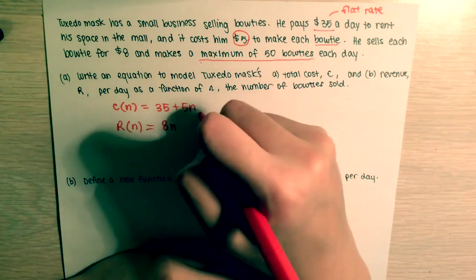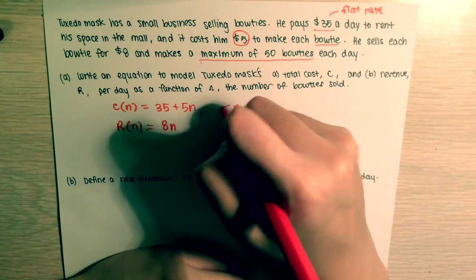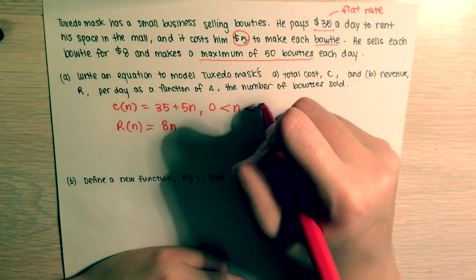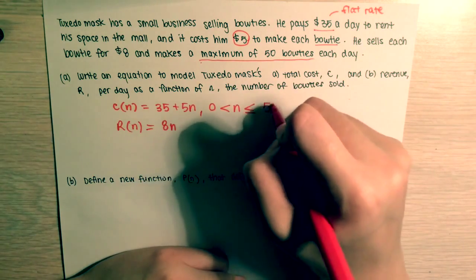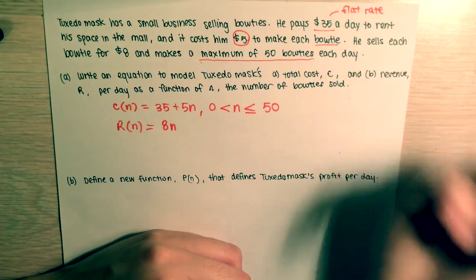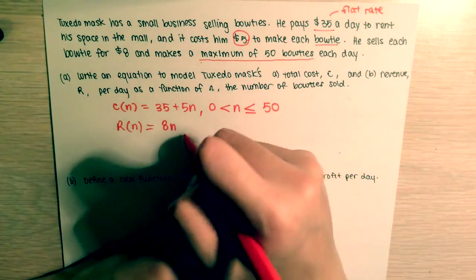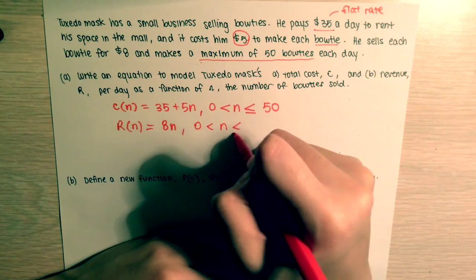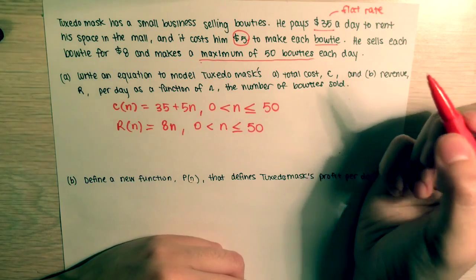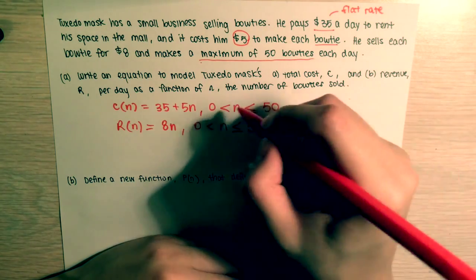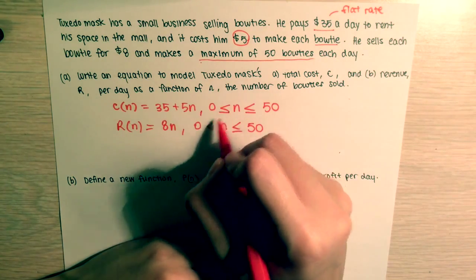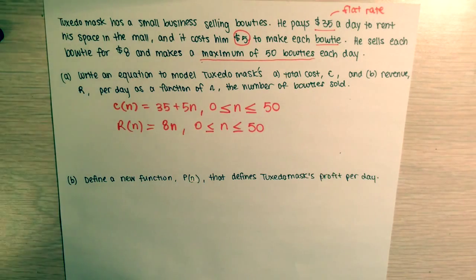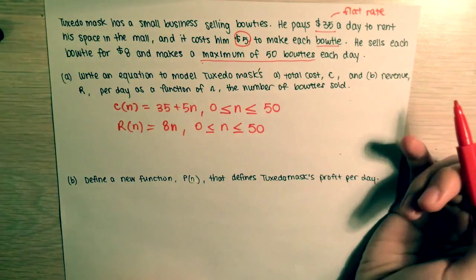So the restriction would be that n must be greater than 0, and it must be less than or equal to 50. Because he can't make 51 bow ties, but he can make 50. Same thing with the revenue function. We could technically also make this greater than or equal to, because he can technically not make any bow ties. So this would be your function.